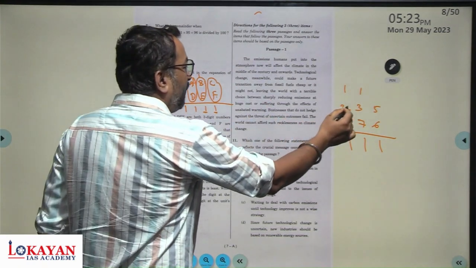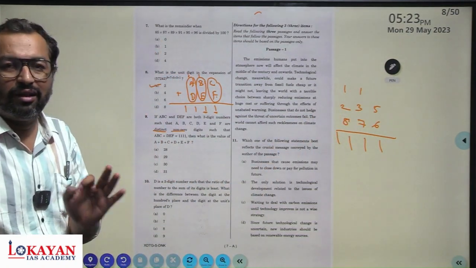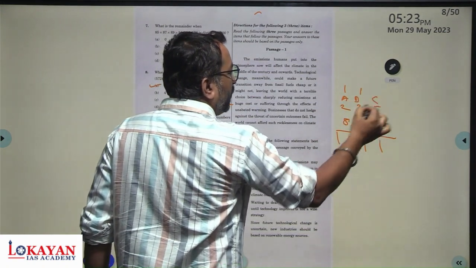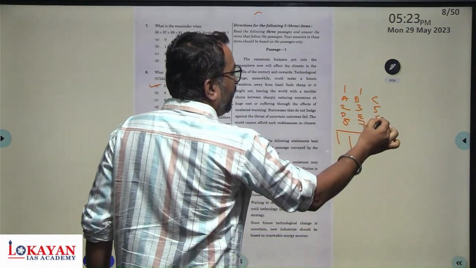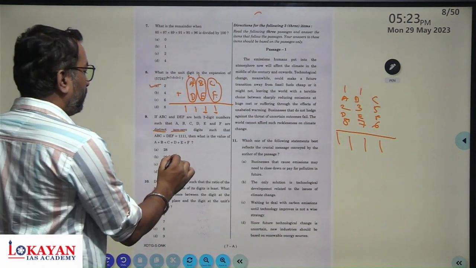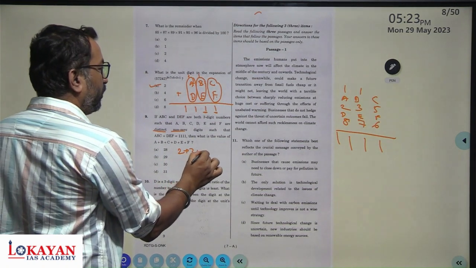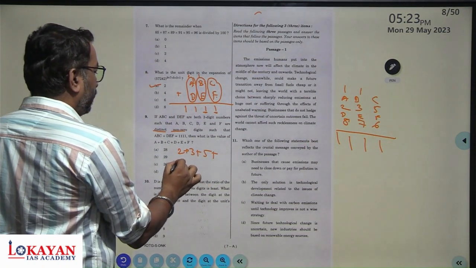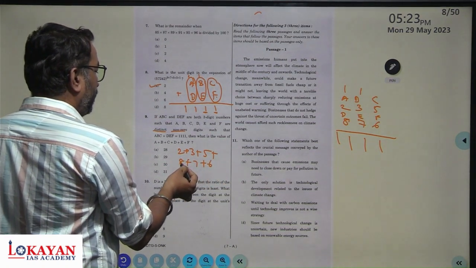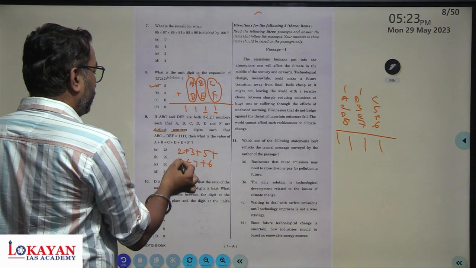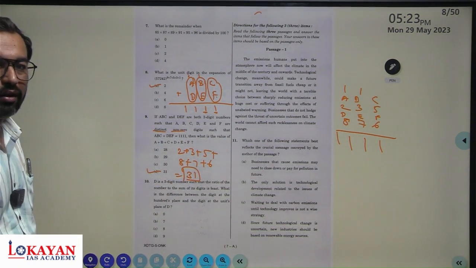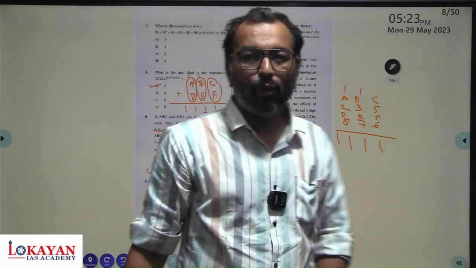I want just A, B, C, D, E, F to be distinct non-zero digits. I got A, B, C as 2, 3, 5 and D, E, F as 8, 7, 6. They have asked us A plus B plus C plus D plus E plus F. So 2 plus 3 plus 5 plus 8 plus 7 plus 6. It will give me 13, 21, 26, 29, 31. So that addition will be 31.